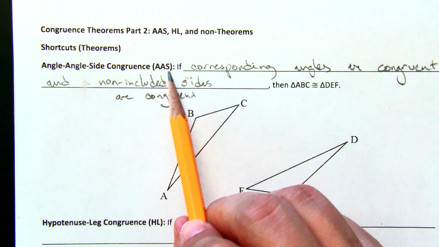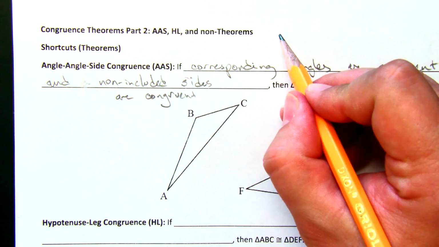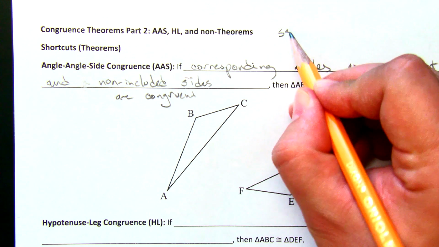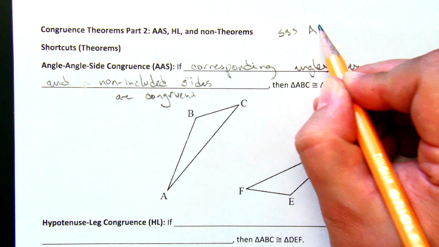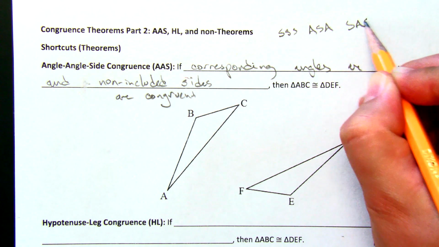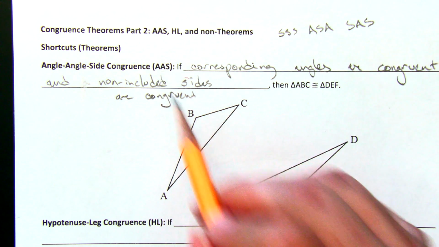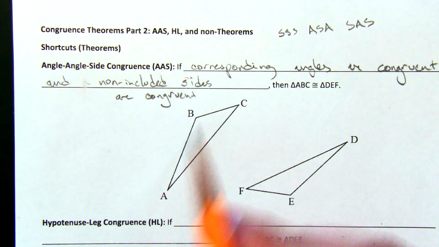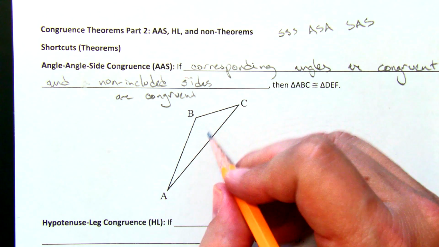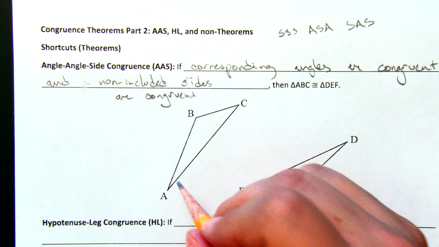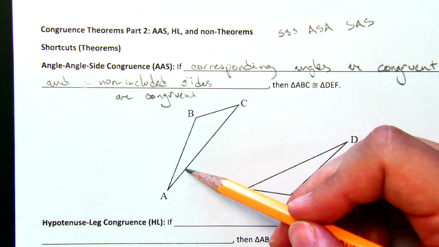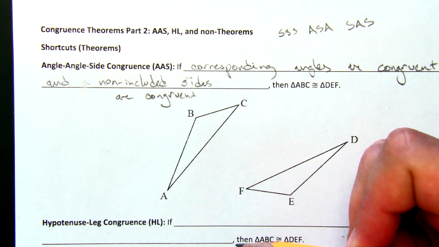So notice the difference between what we've already talked about: side-angle-side, angle-side-angle. This is a lot like angle-side-angle. The difference is the order, and the order matters here. Remember, angle-side-angle was when the two angles were congruent and the side in between the two angles.